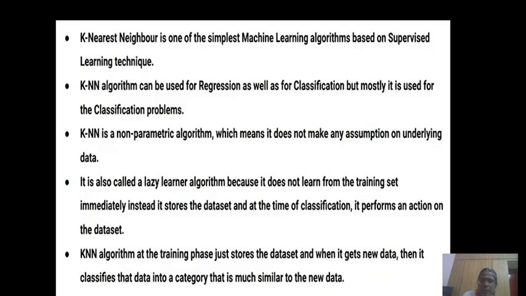KNN, K nearest neighbor, is one of the simplest machine learning algorithms based on the supervised learning technique. The KNN algorithm can be used for regression as well as for classification, but mostly it is used for classification problems. KNN is a non-parametric algorithm, and it can also be called a lazy learner algorithm. In the training phase it just stores the data set, and when it gets new data, it classifies that data into a category that is most similar to the new data.